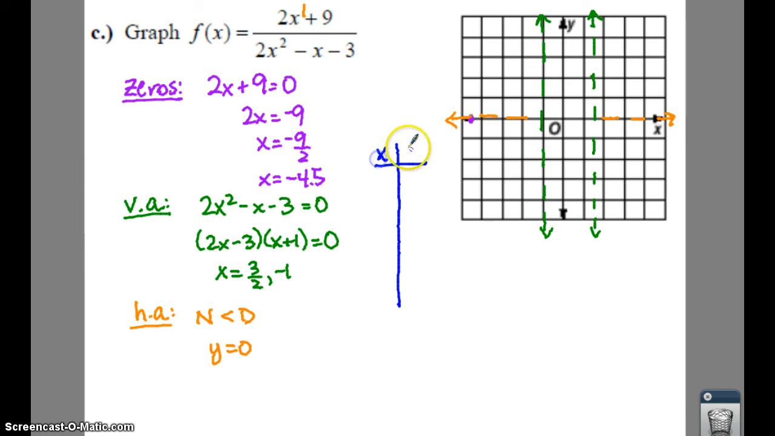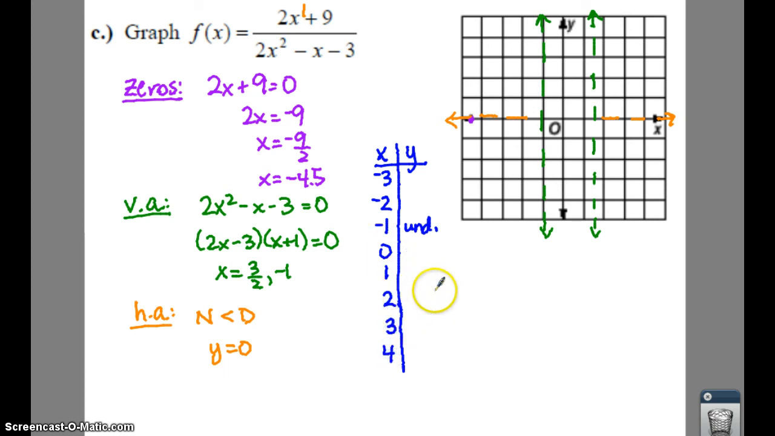And you should really include at least 2 to 3 points on each side of your asymptote. So if you have an asymptote at negative 1, let's go negative 3 and negative 2. If you plug a negative 1 in, that's going to be undefined. So let's go 0, 1, and 3 halves would be undefined. So let's go 2, 3, and we'll put a 4 in here.